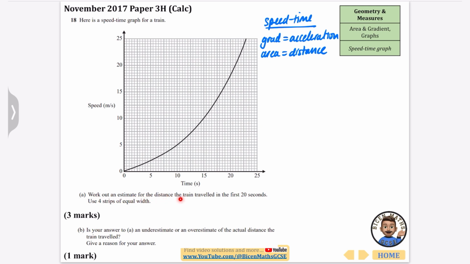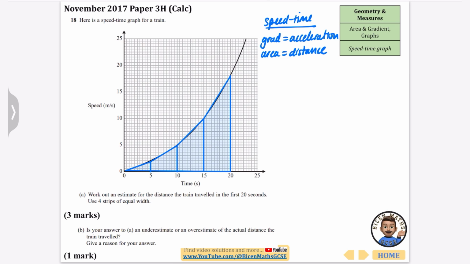It says work out an estimate for the distance the train travelled in the first 20 seconds. Use 4 strips of equal width. So when I go to 20 seconds, I want to find out the area all underneath here. I'm going to do that with 4 equal strips, which means I'll draw a line at 10, and then split those strips into some equal ones as well, like this. I'm going to try and find out the area underneath all of these different sections here.